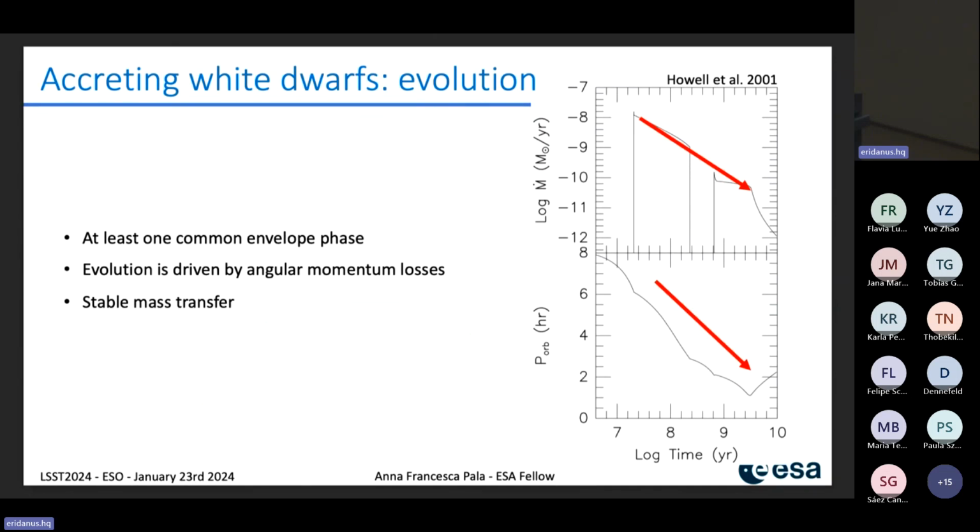And here, in a nutshell, you just have 2 plots to summarize how these binaries evolve. So the system is losing orbital angular momentum, so it's shrinking. So its orbital period decreases, and also the mass accretion rate onto the white dwarf decreases with the evolution. And the orbital periods and the mass accretion rates are 2 of the most important parameters that we can measure for accreting white dwarfs, because then we can carry out direct comparison between the theoretical predictions and the observations.